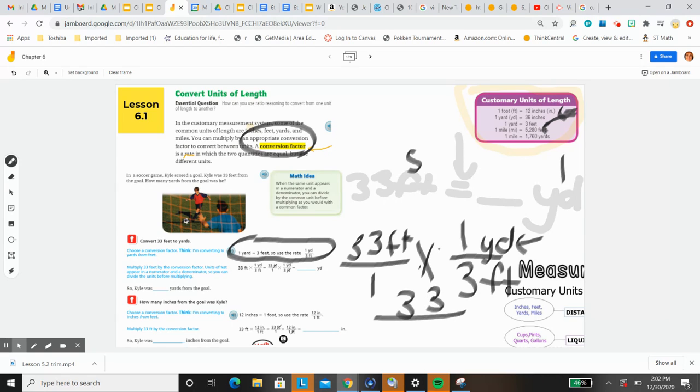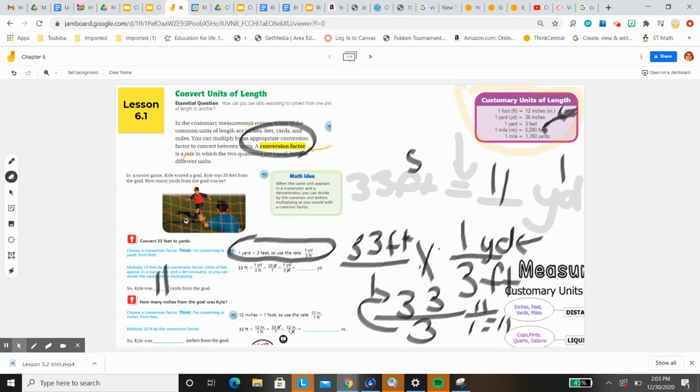And I take 1 times 3, and I get 3. Okay. Boys and girls, basically what you have is an improper fraction, right? So I'm just going to do this simply. I'm going to divide 33 by 3, and I get 11 over 1, which is 11. So the answer is 11 yards. 33 feet is equal to 11 yards. Okay? I hope you're following me.